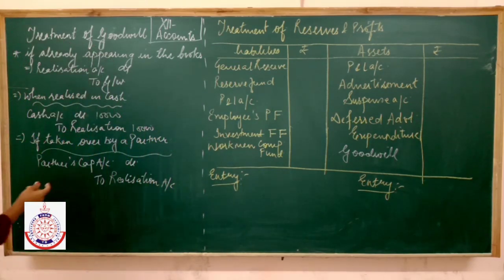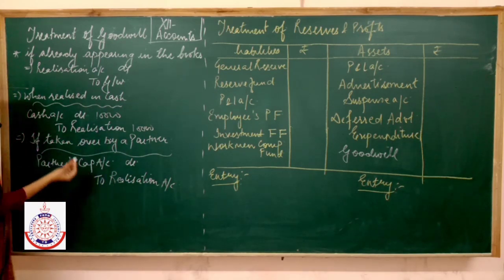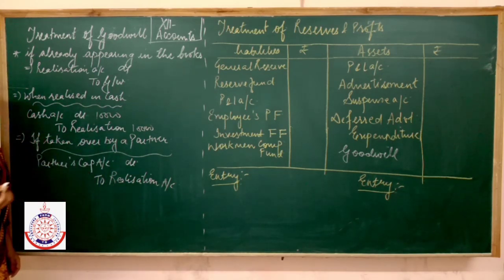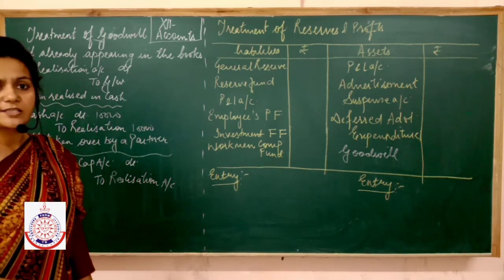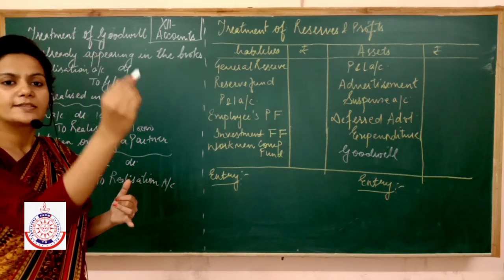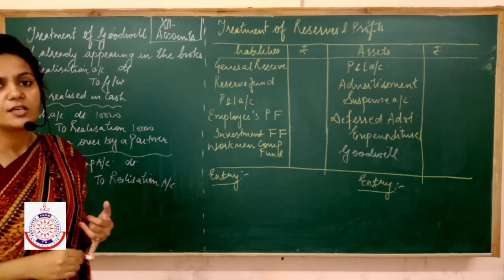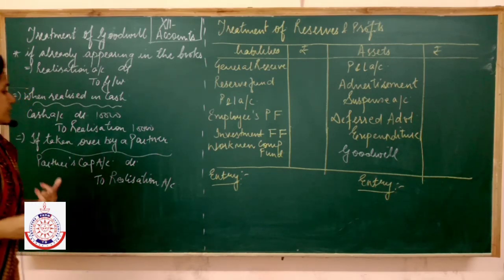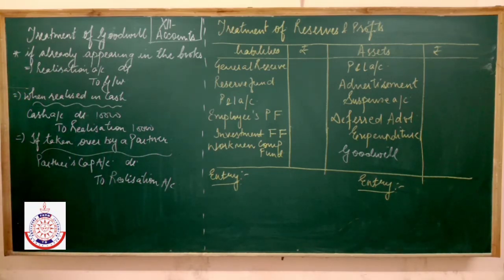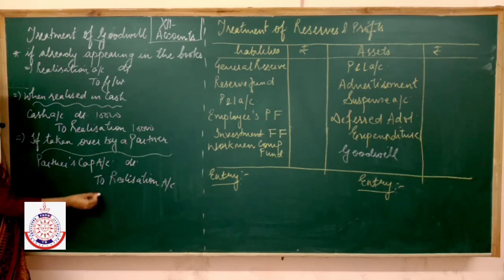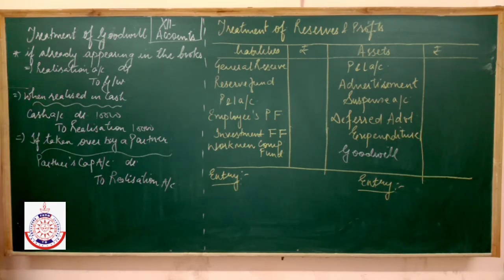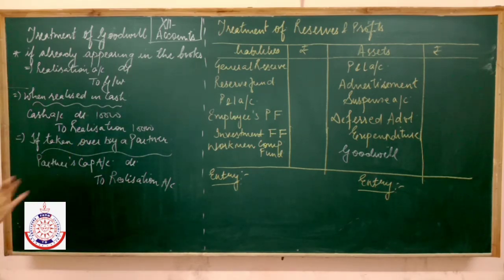An entry is very clear. We did it yesterday also, and I told you that we have to treat goodwill just like other assets. So when a partner takes furniture, you know what entry we passed yesterday? We passed the entry partner's capital account debited to realization. Same way, if the partner is interested in taking over the goodwill of the firm, then he needs to pass the entry partner's capital account debited to realization, because the treatment of goodwill will be the same as the treatment of other assets.